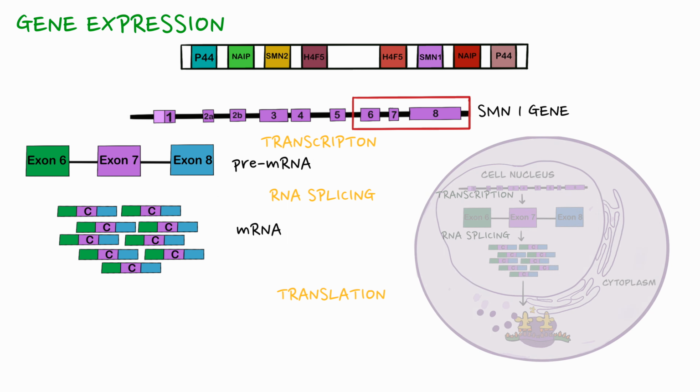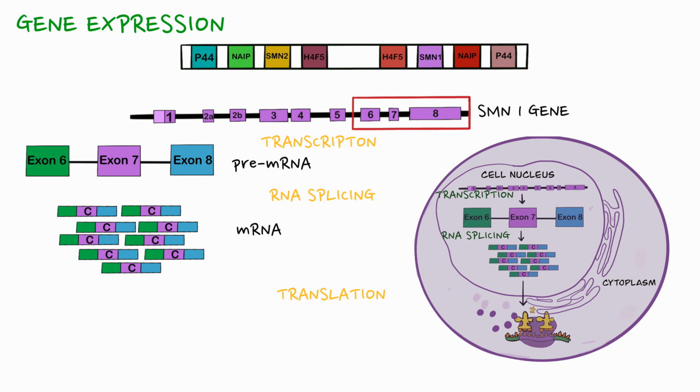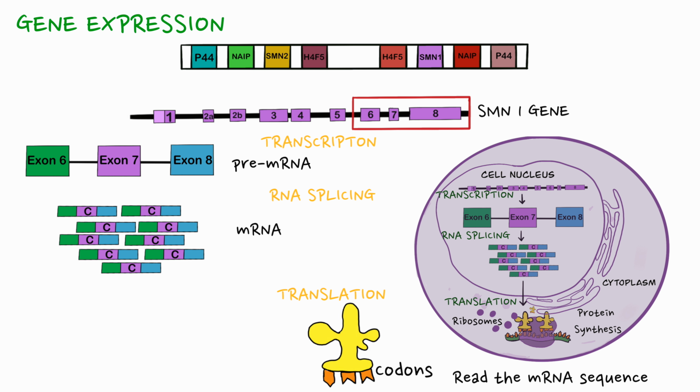The mature mRNA, now containing the correct sequence of exons, leaves the cell nucleus and enters the cytoplasm where protein synthesis takes place. Ribosomes, the cellular machinery responsible for protein synthesis, read the mRNA sequence in sets of 3 nucleotides, which are also known as codons. Each codon corresponds to a specific amino acid.